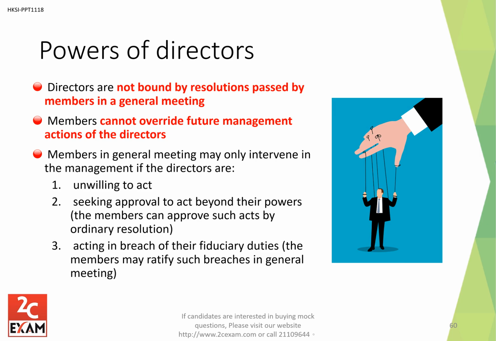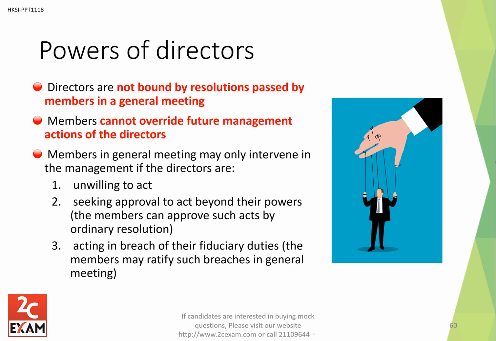For example, if a director is unwilling to take action, or if a director wants to act beyond their powers, that is, doing something that the company's articles of association say cannot be done, in this case, the members' permission is required, and the members must pass an ordinary resolution to approve this action.